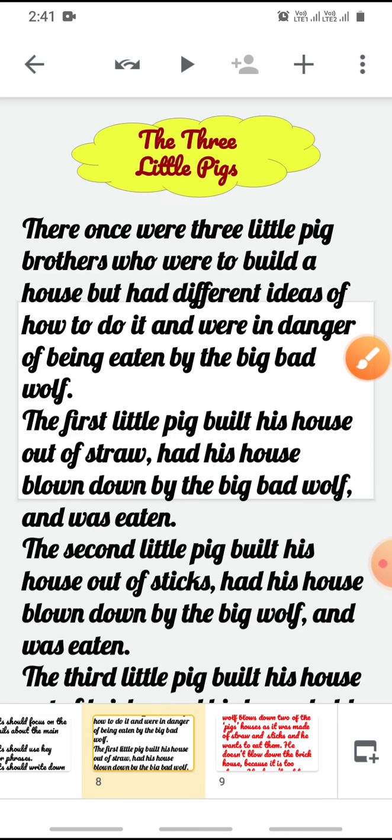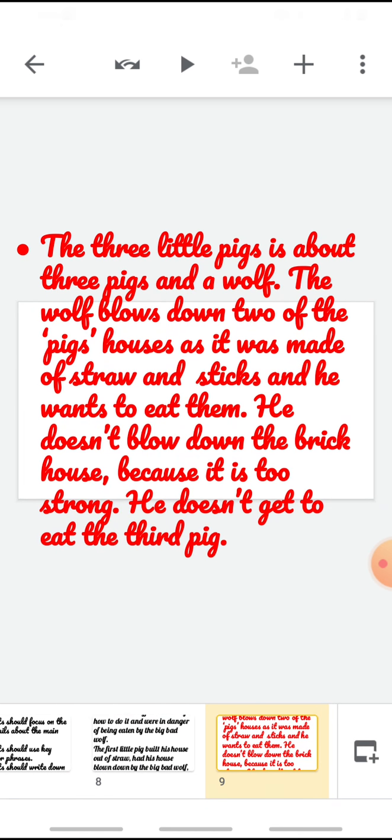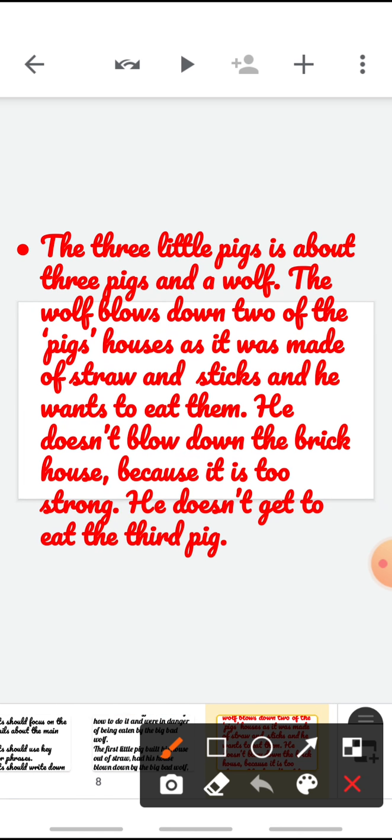Now you have to summarize this story. Now how will we do it? Let's see here. First you should know the characters. The characters are three little pigs and a wolf, right? If you have to give the main idea, you can say that this story is about three little pigs and a wolf. So the three little pigs is about three pigs and a wolf. Main characters are three pigs and a wolf.